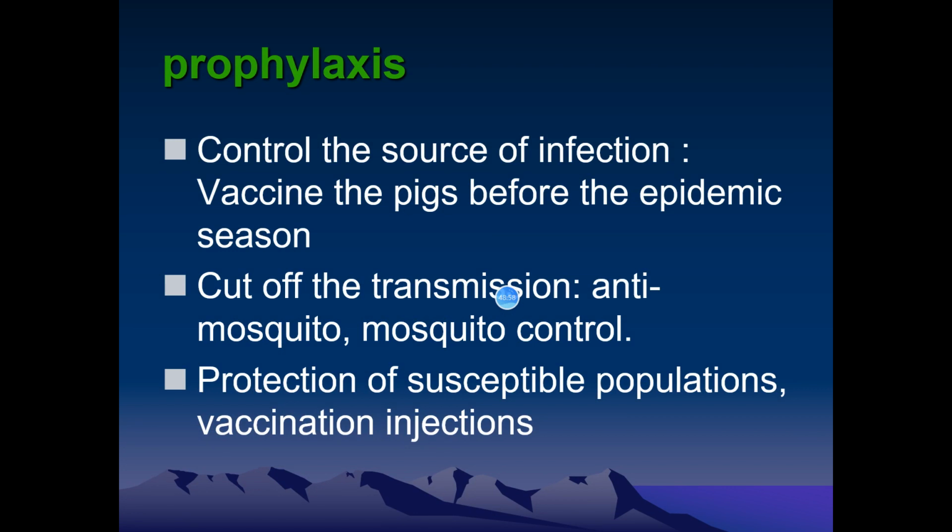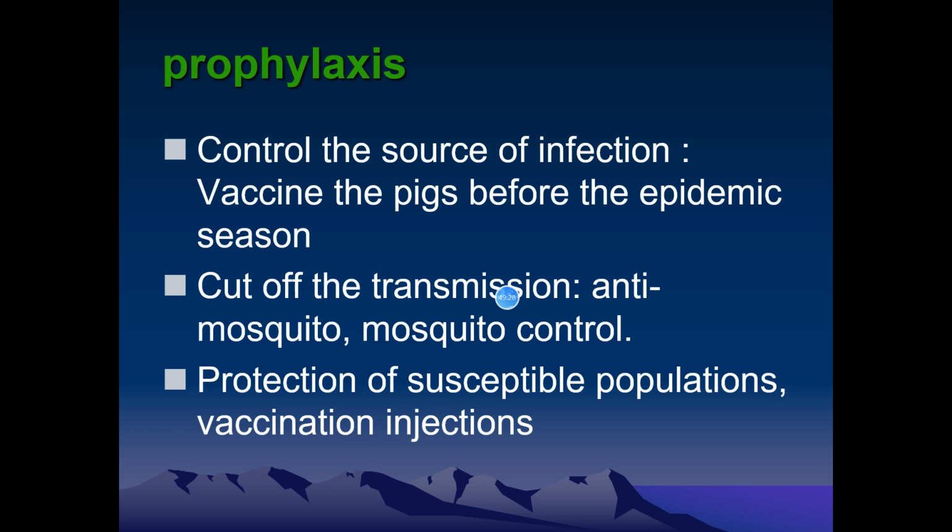Okay, the last one is prophylaxis. We should do three things. The first one is to control the source of the infection. The second one is to cut off the transmission, and the last one is the protection of the susceptible population with vaccine injection.